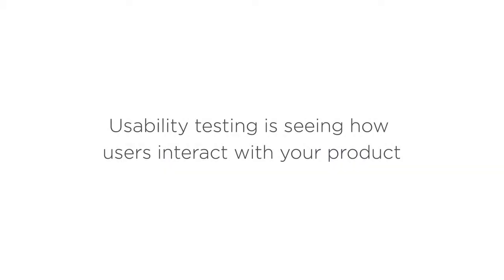Usability testing comes down to seeing how your users interact with your product, and it's really that simple. It's taking people basically off the street and giving them your product, giving them a set of realistic activities, sometimes called tasks, to do, and then seeing what happens.